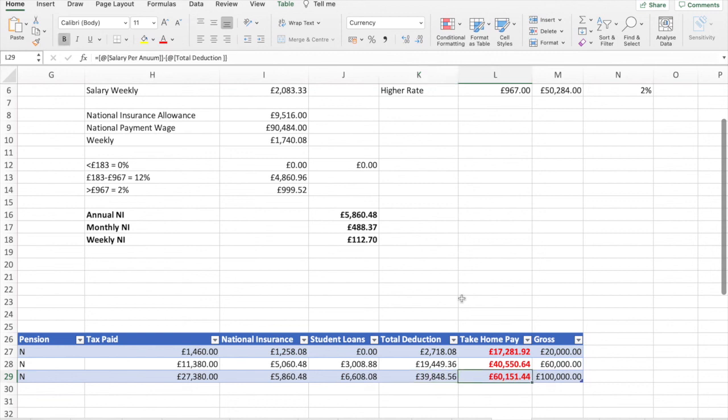39,848 pounds. So if we compare the actual salary, which is gross, what the employer says they give you, to your actual take-home pay, Sarah the secretary is actually taking home 17,281. Sam the solicitor is actually taking home 40,550, and Ben the broker is actually taking home only 60,151 pounds. So we can see, guys, that near enough 40,000 pound deduction that Ben is making. It makes you wonder, earning more is not necessarily always better.